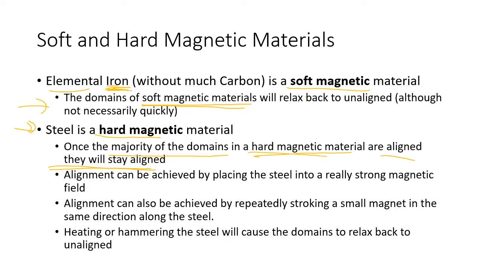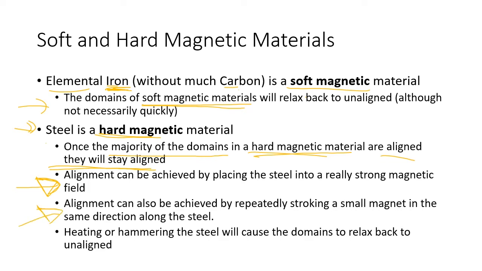And the difference between basic steel and iron is how much carbon there is in them. Because of the carbon, and because of the way that the steel gets rolled out, so its crystals will tend to align with one another, steel is a harder magnetic material and therefore will stay as a permanent magnet once you get the majority of the domains to line up. Alignment can be achieved by putting the steel into a really strong magnetic field. So if you put it into a strong electromagnet, after you took it out of the strong electromagnet, you'd find you had a permanent magnet. That's how they're made.